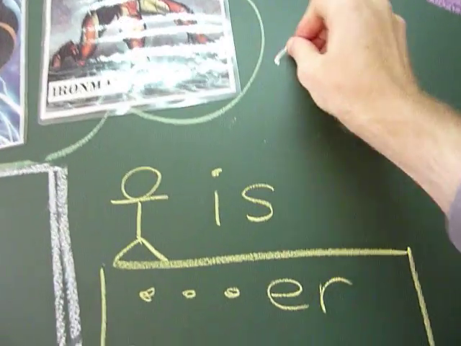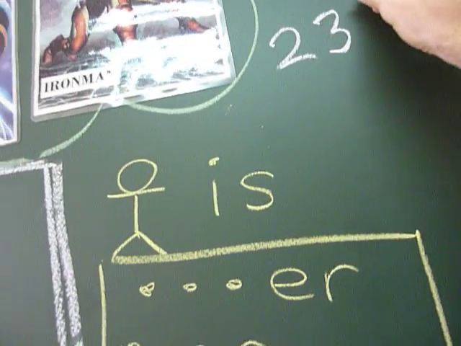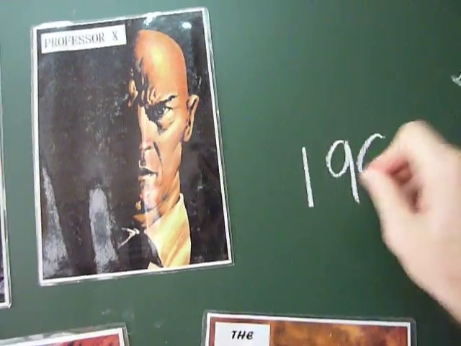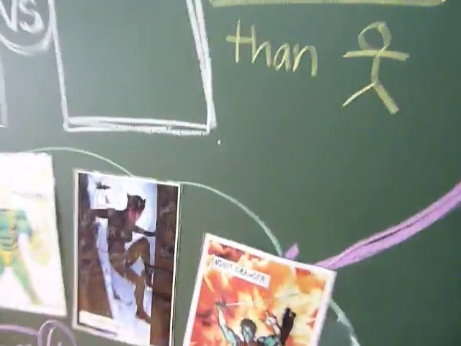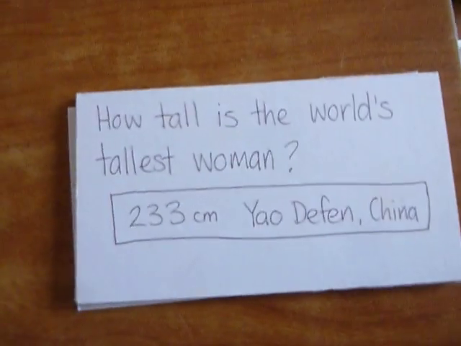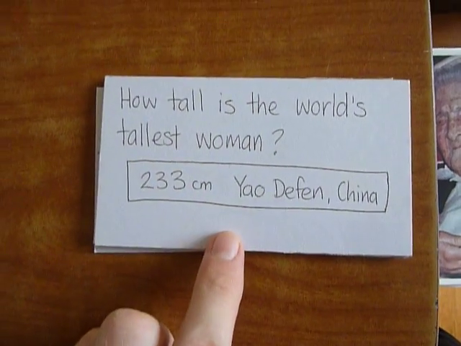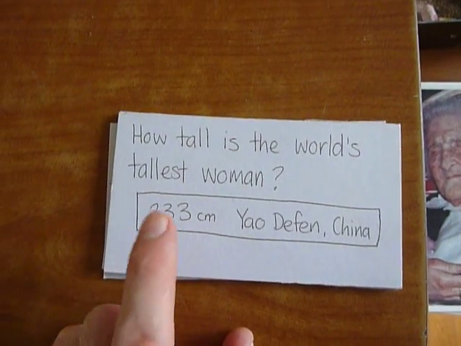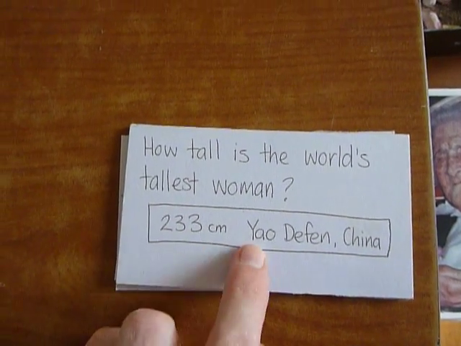We think the world's tallest woman is 236 centimeters. Okay? Team 3, what do you think? We think the world's tallest woman is 199 centimeters. Team 4, we think the world's tallest woman is 212 centimeters. When all the teams have guessed, I will tell them the correct answer, which I got off the internet. How tall is the world's tallest woman? The world's tallest woman is 233 centimeters. She's Yao Defen from China.